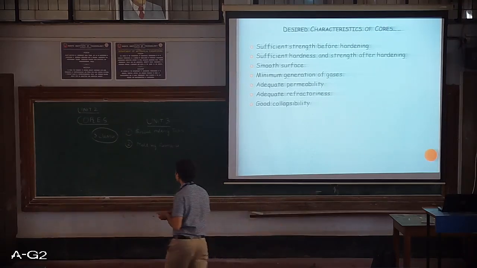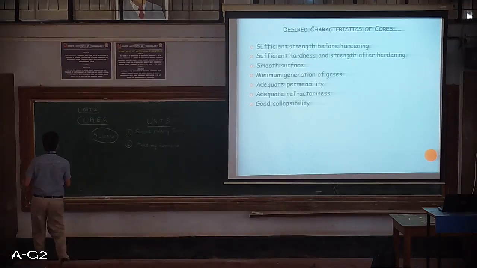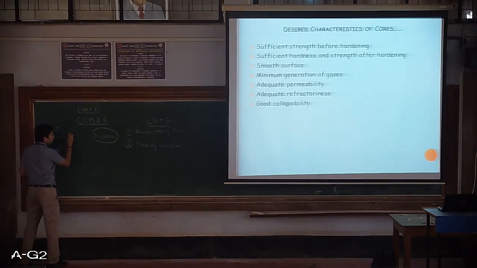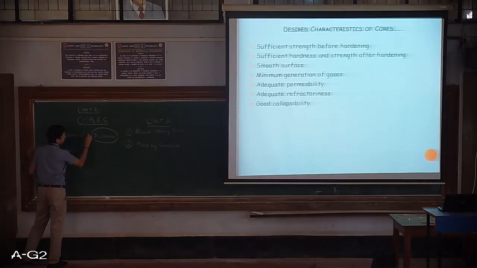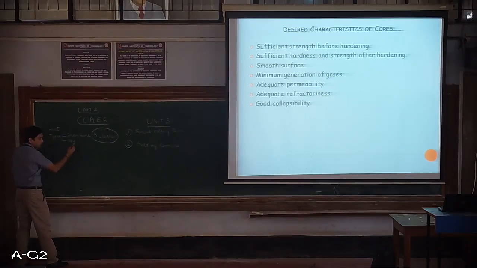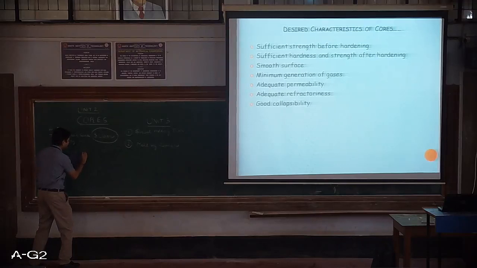So what are the things we have discussed till now? We have discussed about the cores, what they are. We have discussed the types of cores, right? Based upon the type, we have discussed the green sand core and the dry sand core. And based upon the position, there are different types, right? We have discussed the characteristics, or expected characteristics, of cores. That also we have learned.